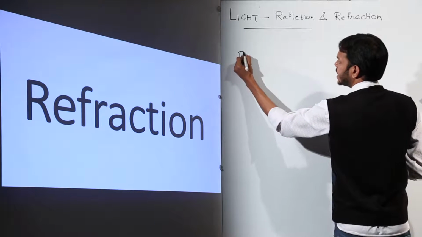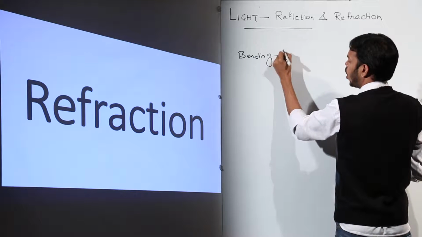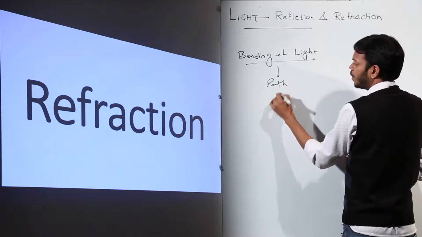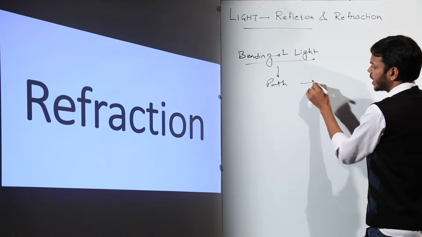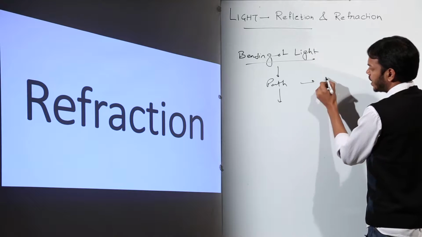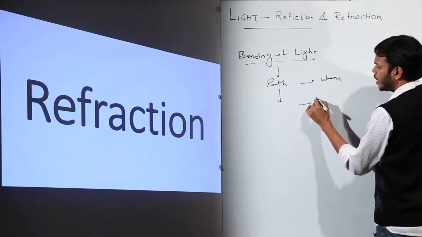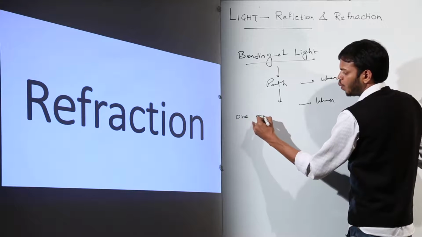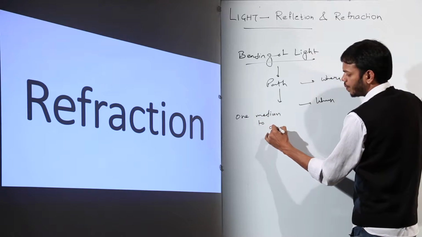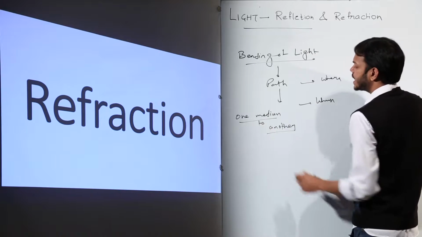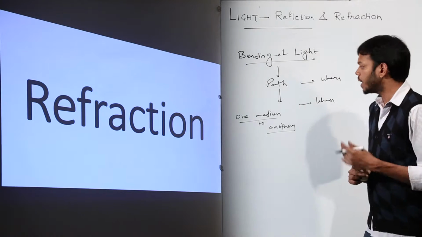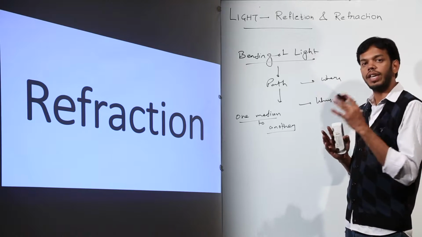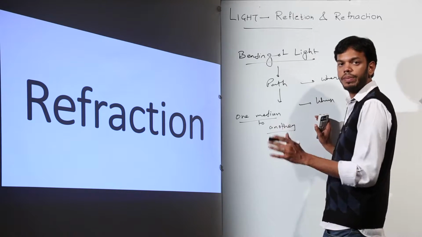The main thing is, this is bending of light from where? From its path. When does this happen? When light travels from one medium to another. Now this definition doesn't specify if the light is traveling from rarer to denser or denser to rarer medium. It just states that refraction, that is the bending of light, will definitely happen when the light is traveling from one medium to another.